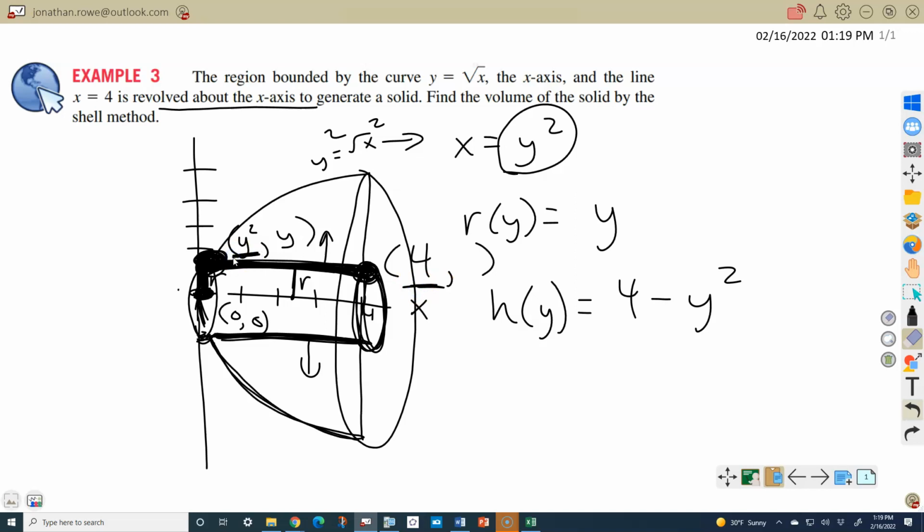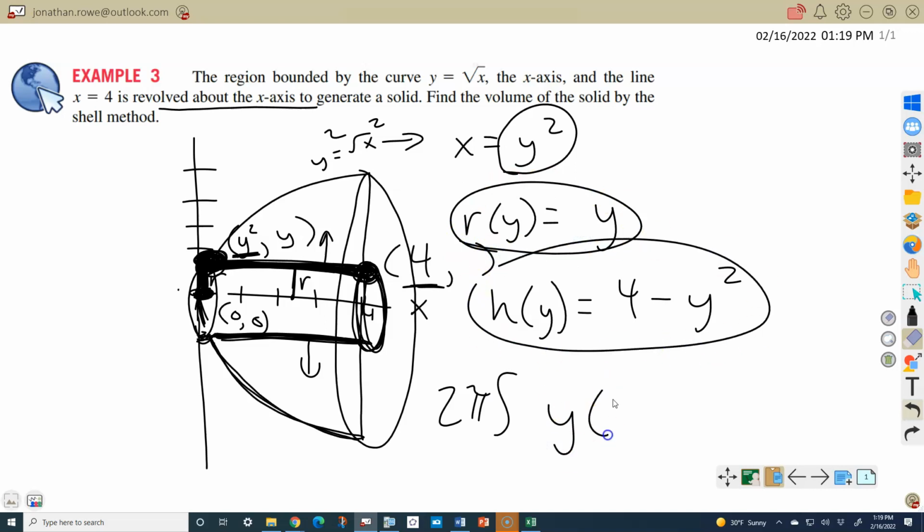So now I can do my integral. The integral is going to be, I can put my 2 pi outside of here, and it's going to be r of y, which is just y, times h of y, which is just 4 minus y squared dy. Now what am I missing? My limits of integration. I may have to do a little work here to figure out what those are.